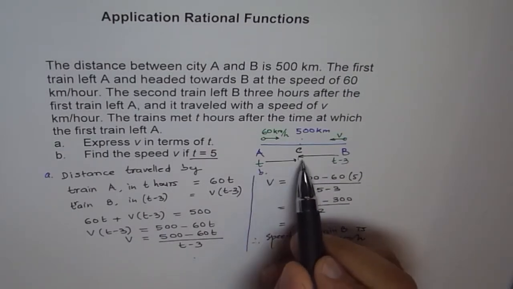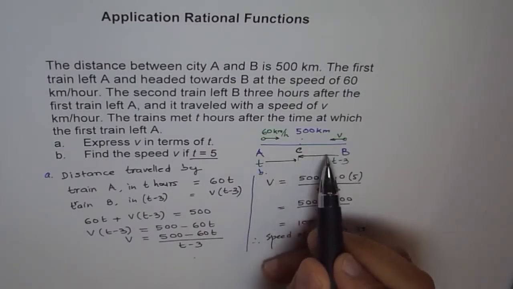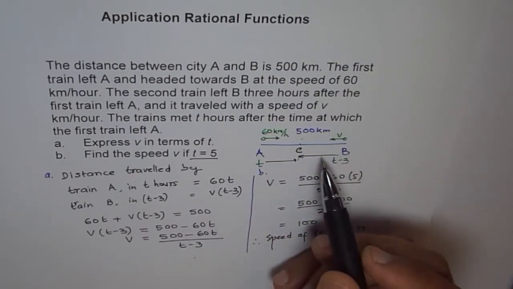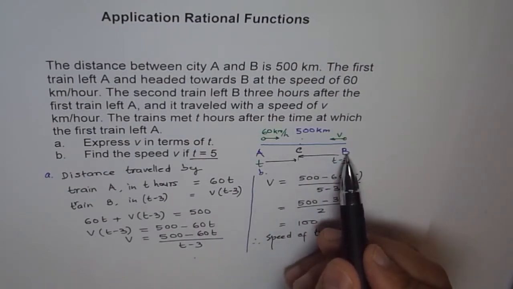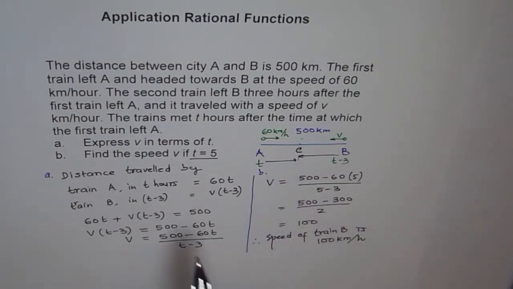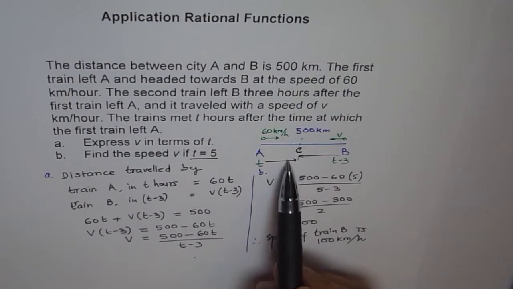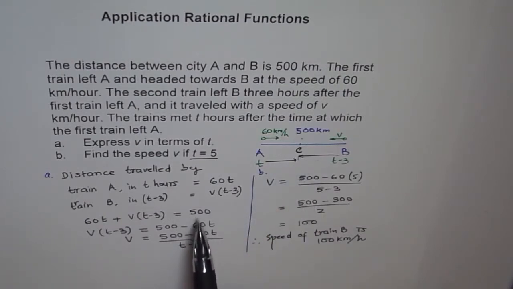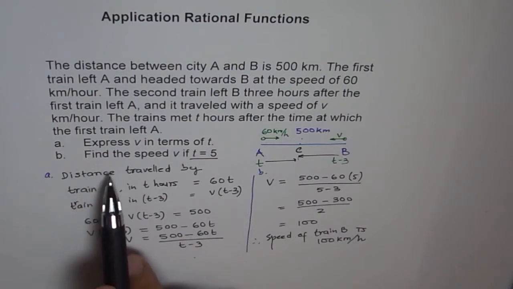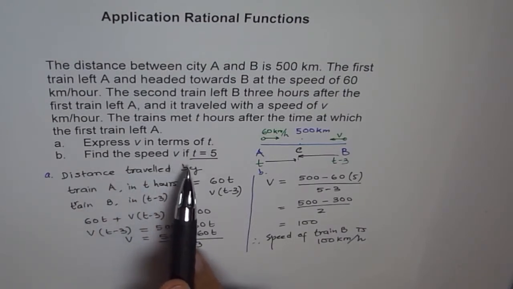And the total distance when they meet anywhere in between will be 500 kilometers, right? This plus this is not going to change. Depending on the speed v, the point at which they meet may vary, correct? Now, we added the distances traveled by the individual trains, equated it to 500, which was the total distance between the two cities. And from there, we simplified our equation and found velocity in terms of time, or speed in terms of time.